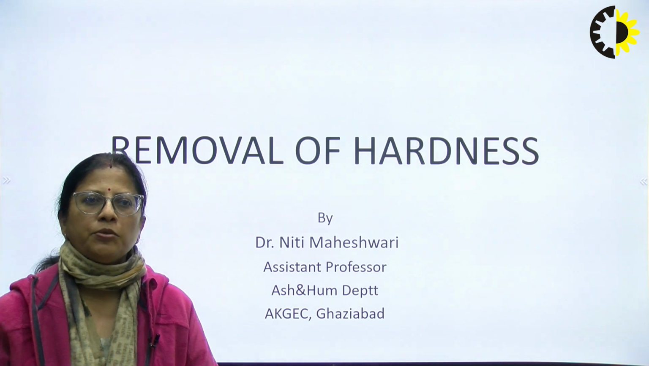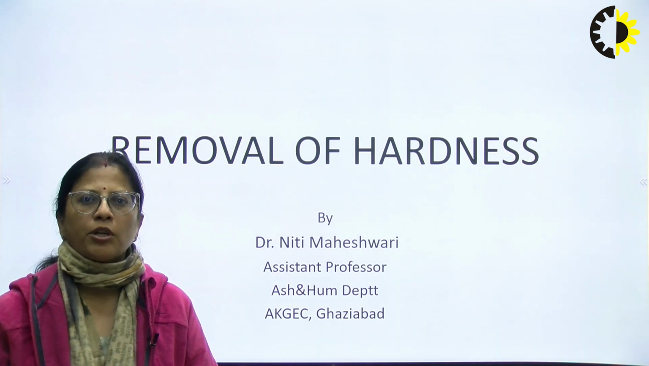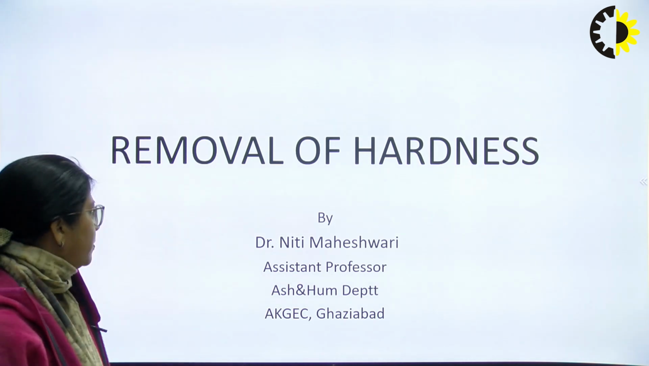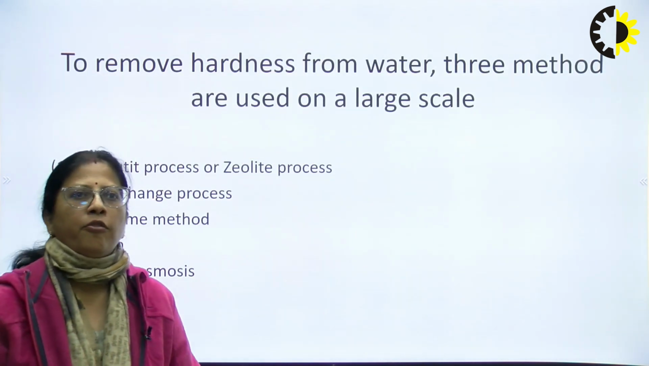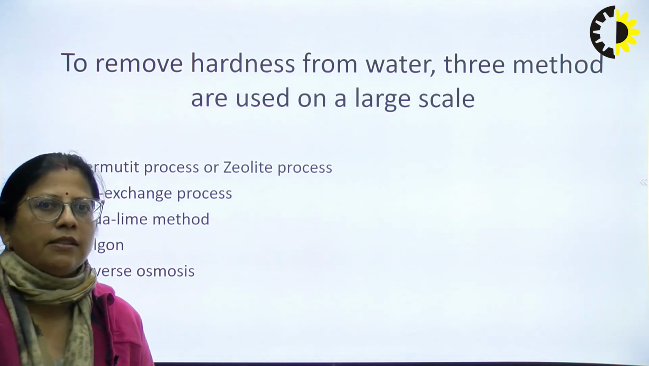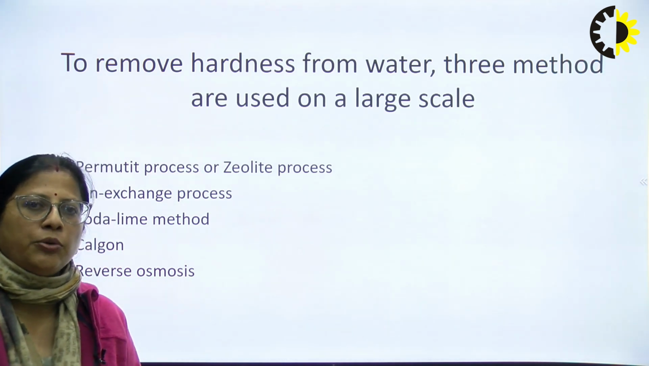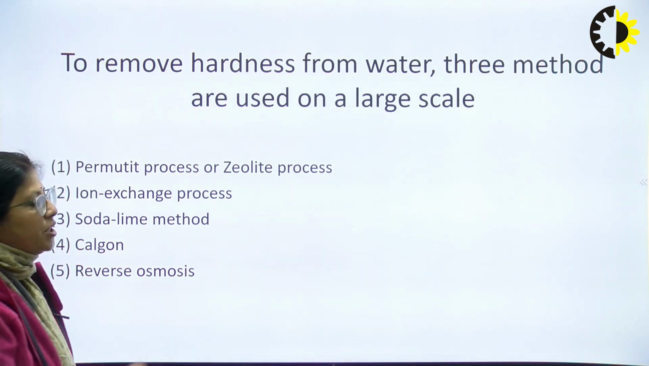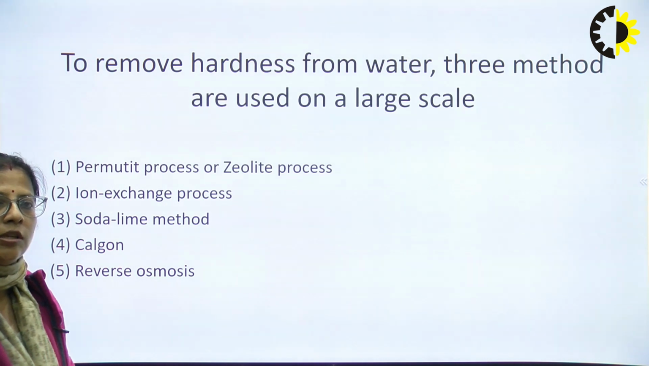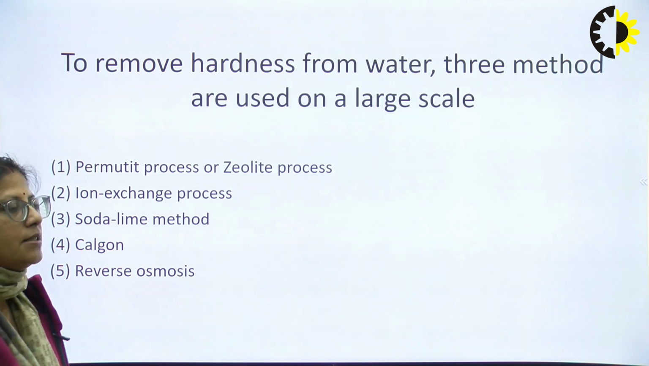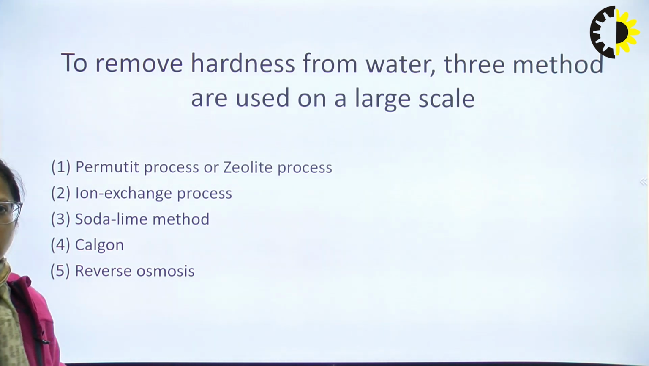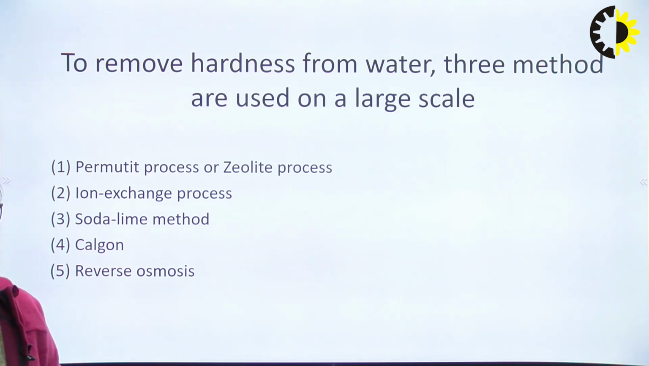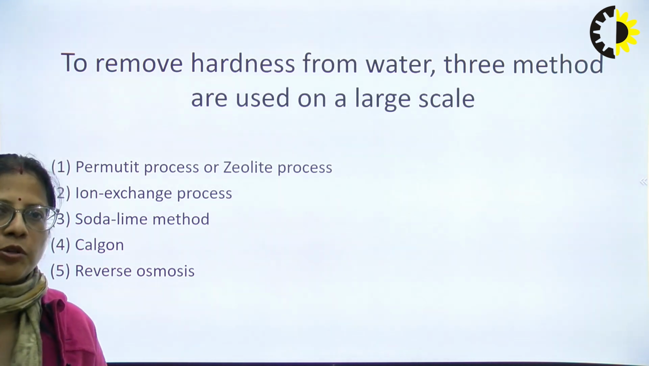Today, I'm going to take an important topic in water chemistry, that is removal of hardness. For removing hardness from water, there are different methods which are being used at a large scale. Those methods are the permutit process or zeolite process, then the second method is the ion exchange process, the soda lime method, Calgon conditioning, and finally reverse osmosis.